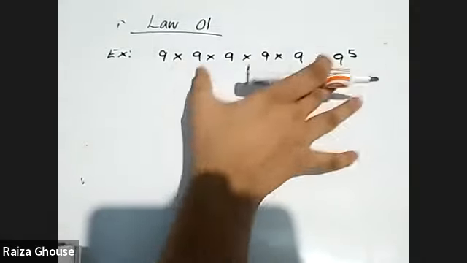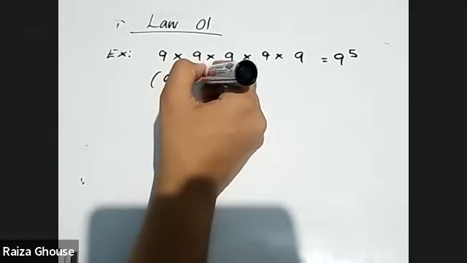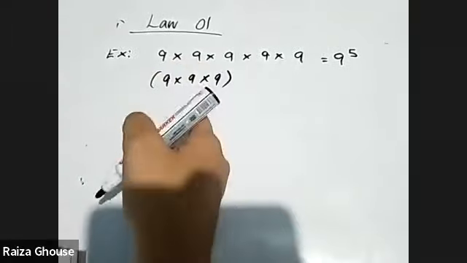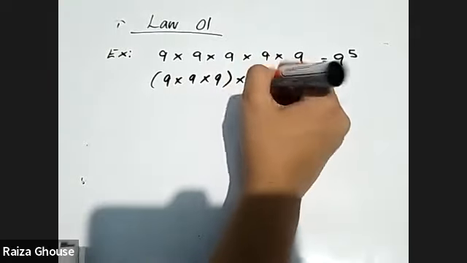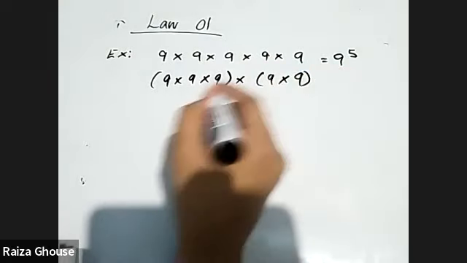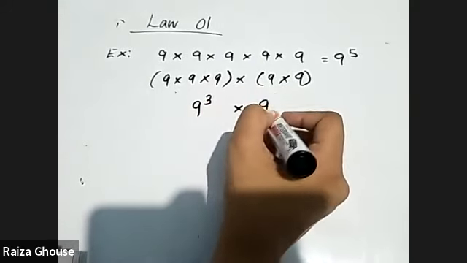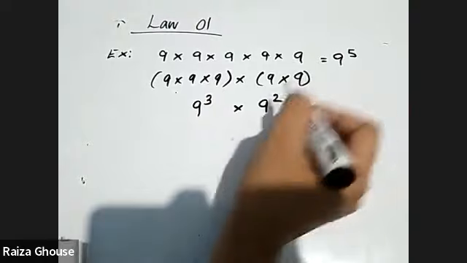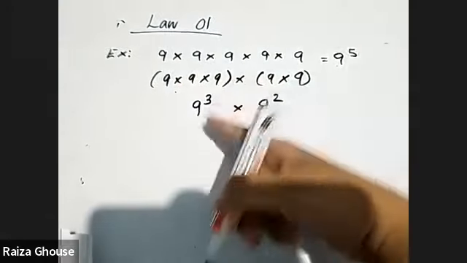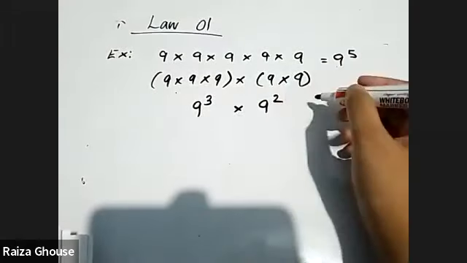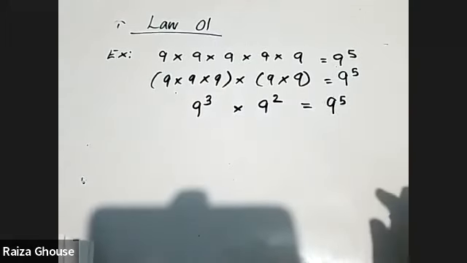The same 9 to the power 5, I can write in another different way. 9 into 9 into 9, this group I took separately. Then I can take the other pair, 9 into 9. Now this is 9 to the power 3 into 9 to the power 2. Here we have 9 to the power 5. What you have to understand is 9 to the power 3 into 9 to the power 2 will also be equal to 9 to the power 5. Obviously, that is a story.